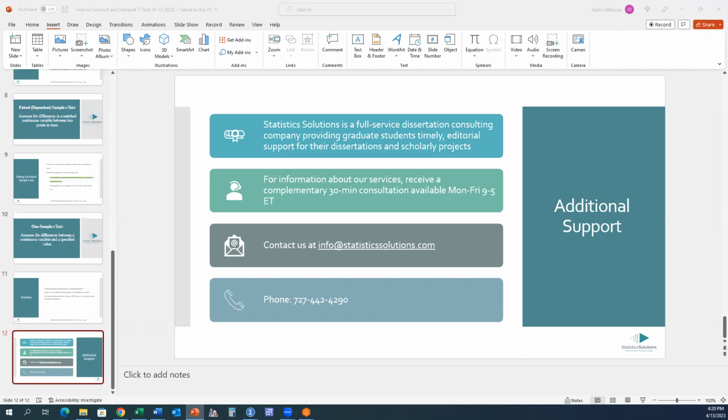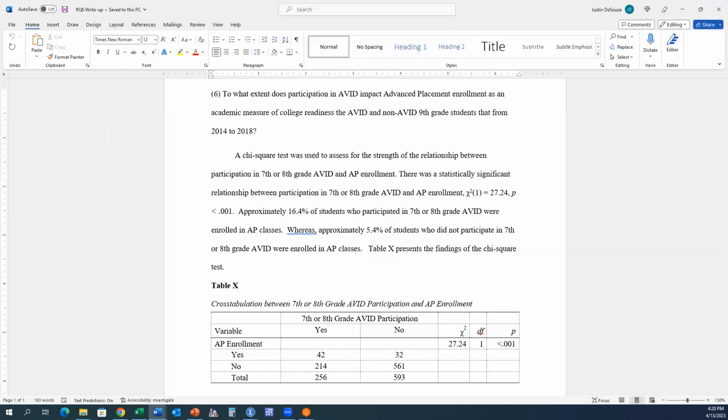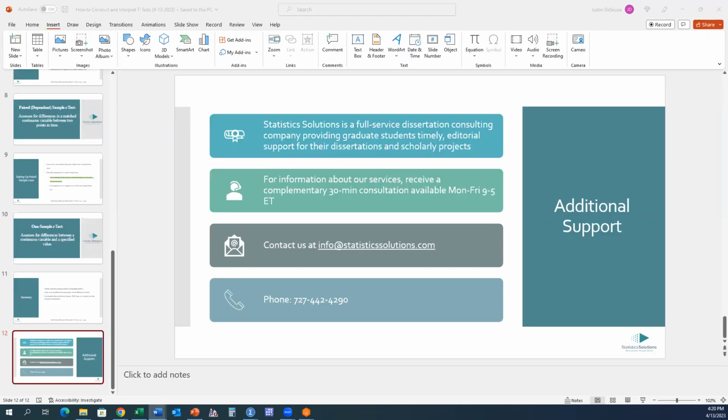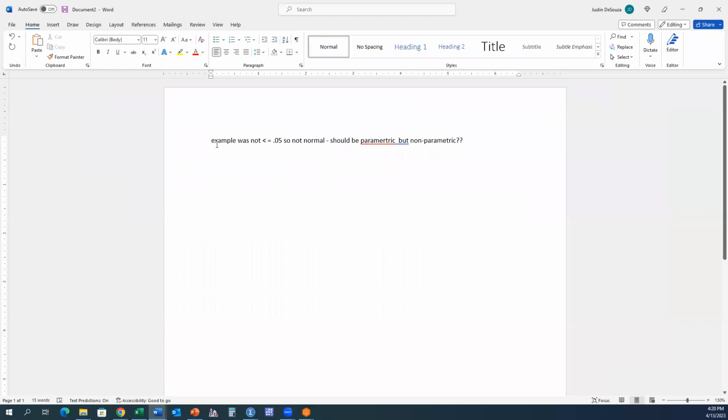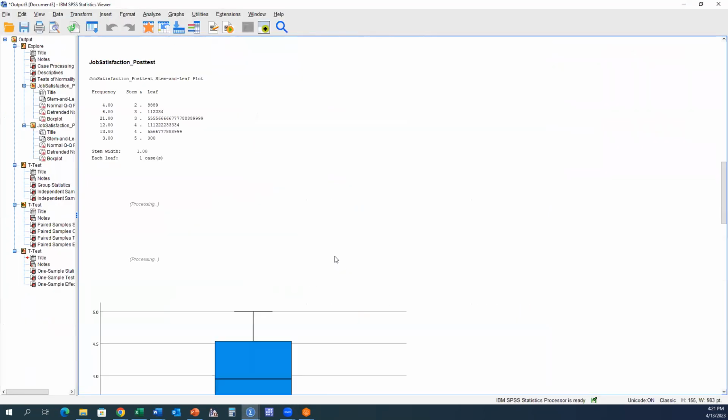Okay, I do see we had a question from Linda. Let me move this to a Word document here so everyone can read it. So the example was not less than or equal to 0.05, so not normal. Should it be parametric, but non-parametric? If that's in regards to normality, that was up here.